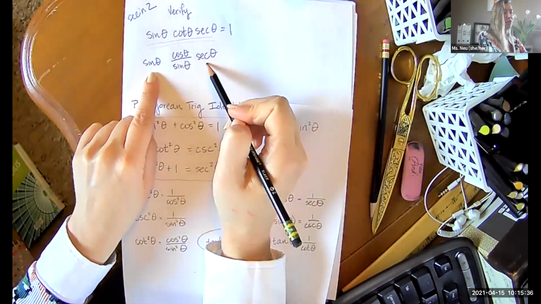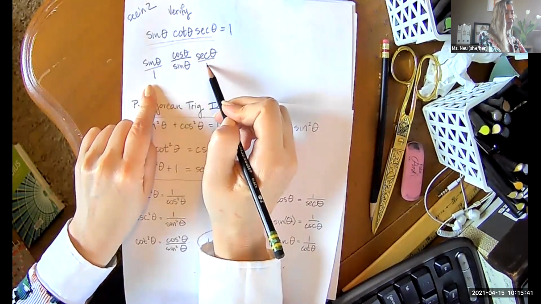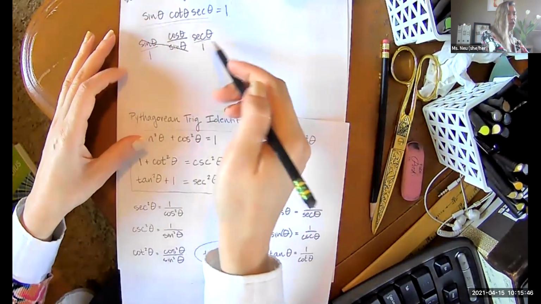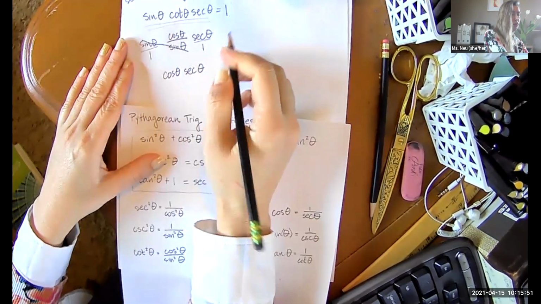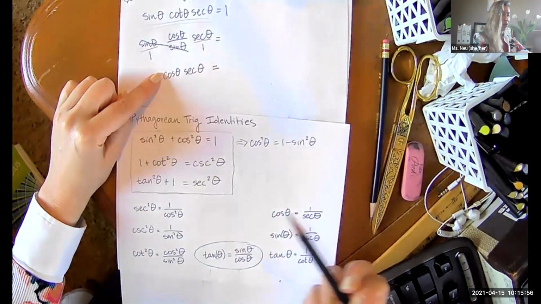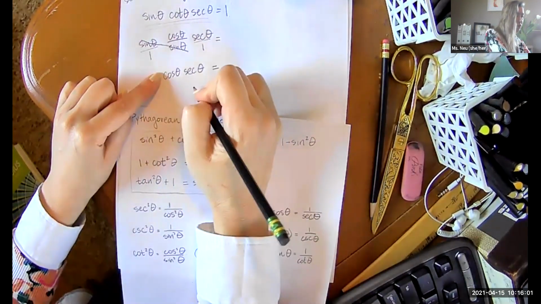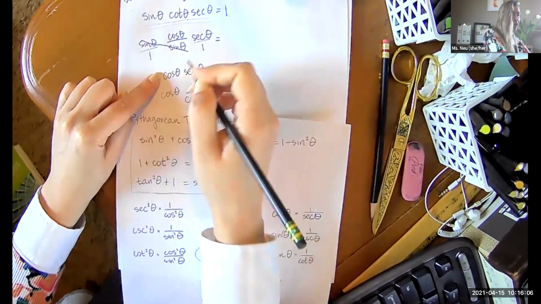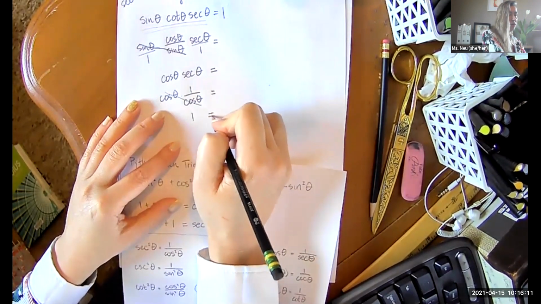And again, I didn't write these over 1, but you can put them over 1 to keep all the fractions accounted for. These sines go bye-bye, and now I just have cosine theta, secant theta, still equaling 1. Okay, so now this is looking really good. Secant, oh, look at that, so pretty. Secant is 1 over cosine. Oh my gosh. And again, these cancel, and I am left with 1 equals 1.